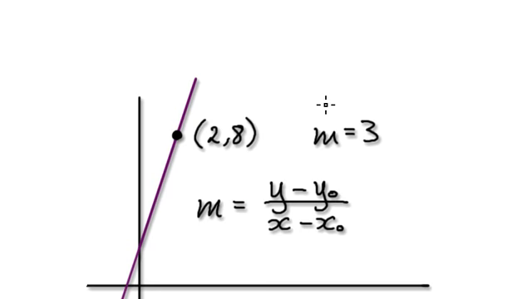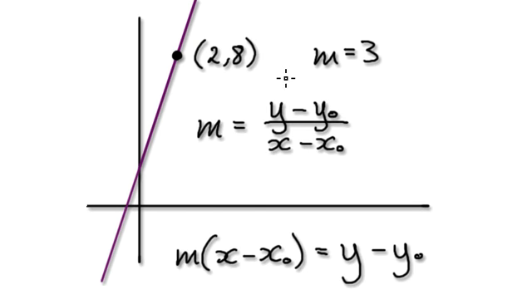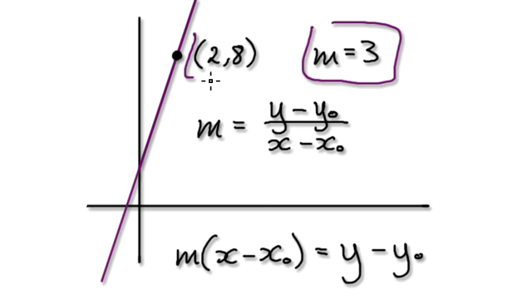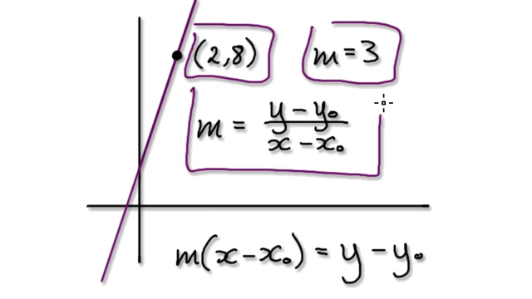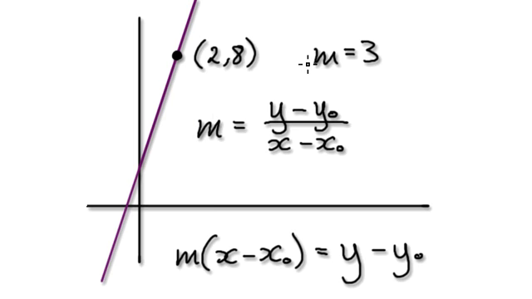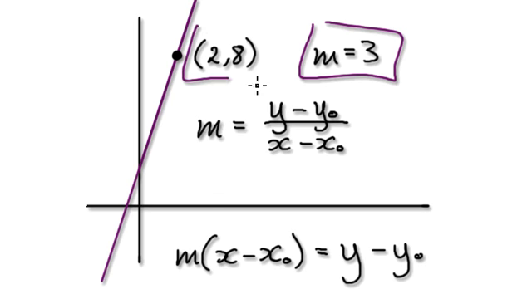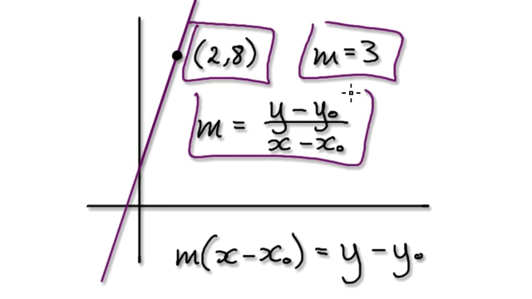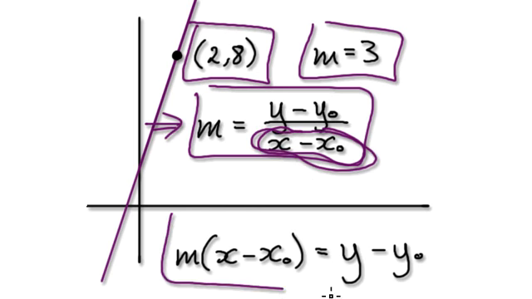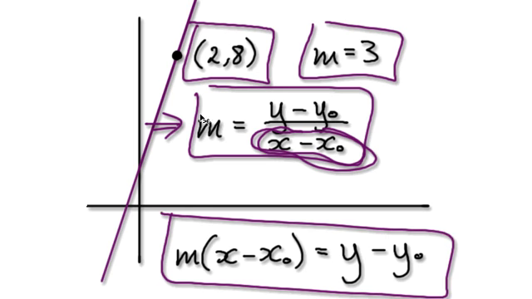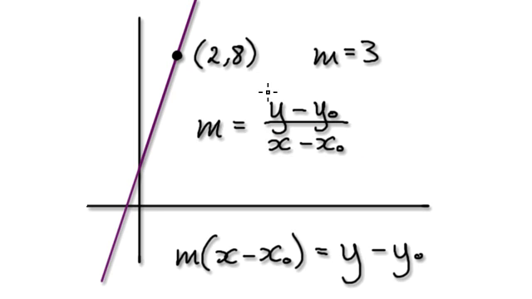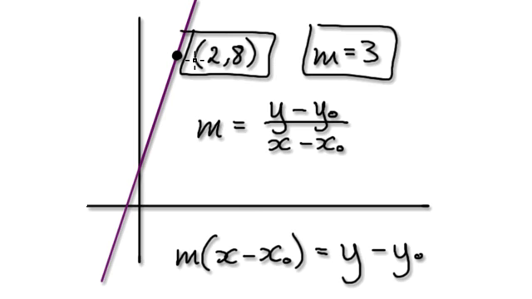But another way of doing it is that if you know the gradient of this line, and you know it passes through one particular point, you can just jump straight to this. Or another way of visualizing this is, when you're here, multiply both sides by this thing here. So it will then give you this. Okay, so this is another way of coming up with the equation of a straight line, given the gradient and one particular point that it passes through.